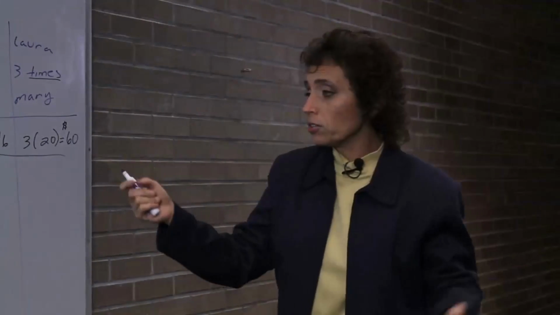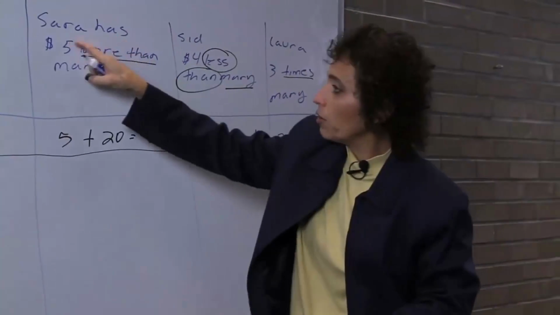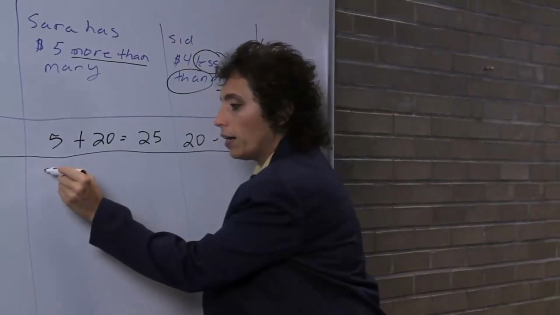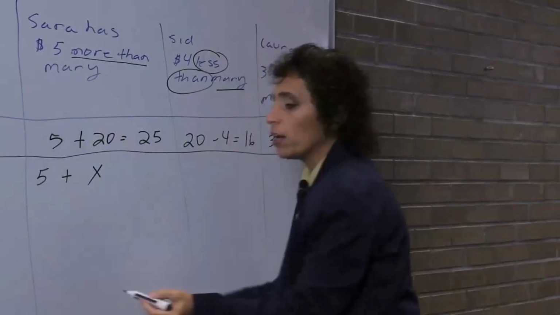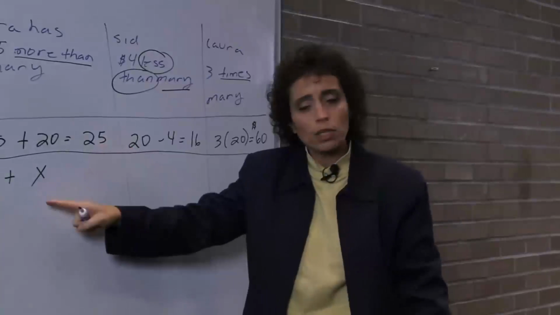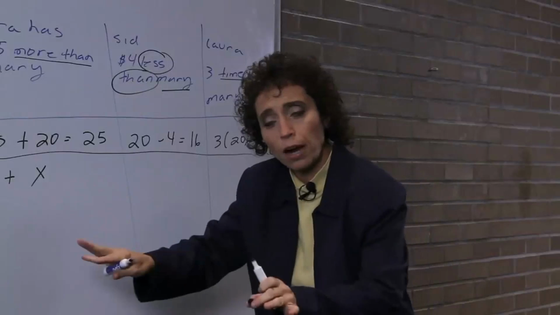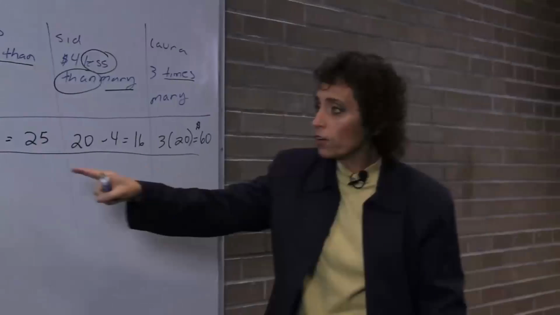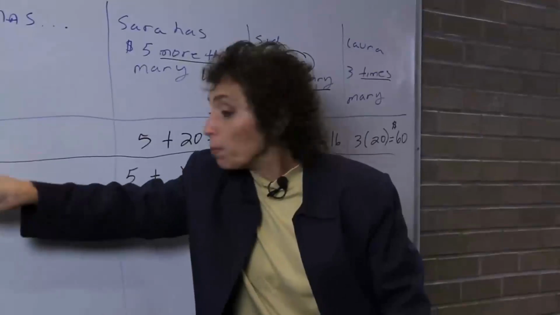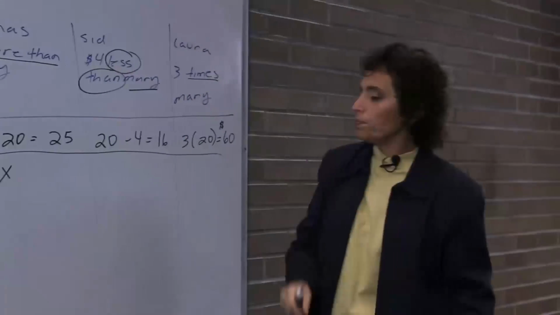Now, let's change this. Let's say Mary has X dollars. Let's see how we can fit this in. Well, Sarah has $5 more than Mary. So 5 plus X. Because this is an X, I'm not going to get an actual number. I'm going to just get an expression in X. Okay? And again, remember that's an expression, no comparison symbol. And the only way I can figure out what Sarah has is if I know what X is. And X is what Mary has, because I have to know what Mary has in order to know what Sarah has. Kind of cool.